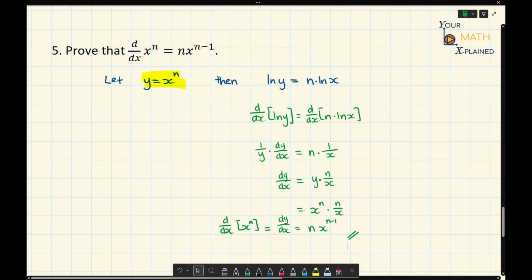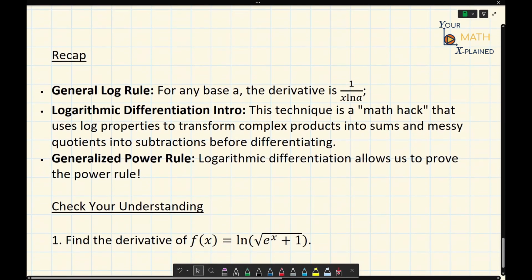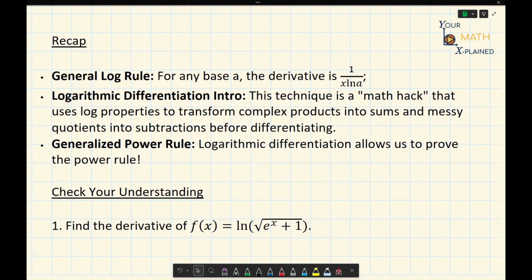And now let's do a quick recap of what we covered in this video. We have now generalized a log rule for any base a. The derivative is 1 over x times ln of a. The ln a term acts as a scaling factor, and that was derived from the change of base formula. We learned a new technique called logarithmic differentiation. This technique uses log properties to transform complex products into sums and messy quotients into subtractions before we differentiate. And we have finally proved the very first derivative we've seen in this playlist, which is the power rule, with the help of logarithmic differentiation and implicit differentiation.